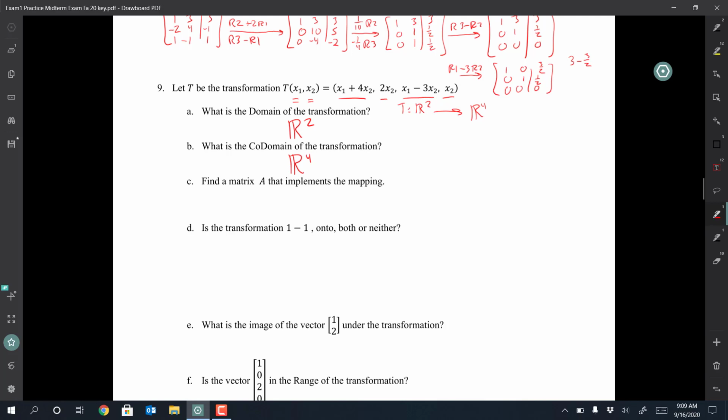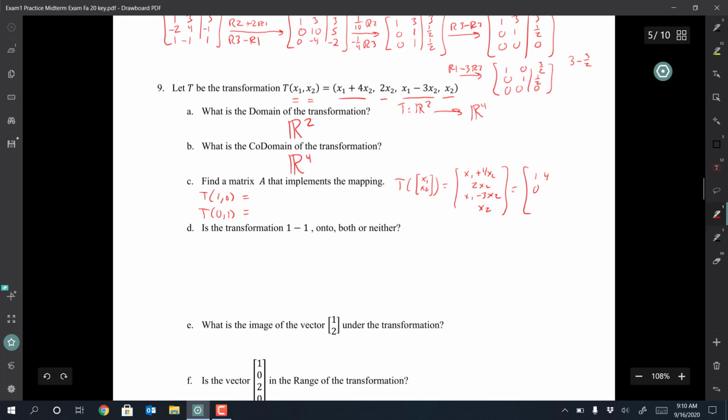Then it says find a matrix that implements the mapping. Now I certainly could plug in 1, 0 and plug in 0, 1 to find the columns of A. But maybe the quicker version would be to say, I'm really thinking about this as plugging in that vector, and the output really looks like x1 plus 4x2, 2x2, x1 minus 3x2, and x2. And I can maybe rewrite this as the matrix 1, 4, 0, 2, 1, negative 3, 0, 1 times x1, x2. So this is my matrix that does the transformation.